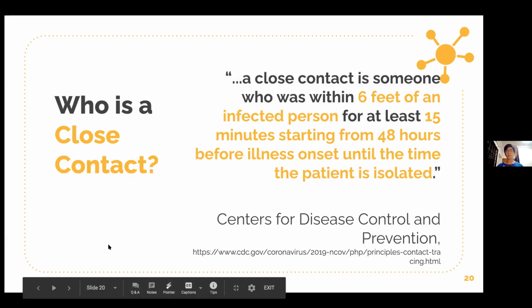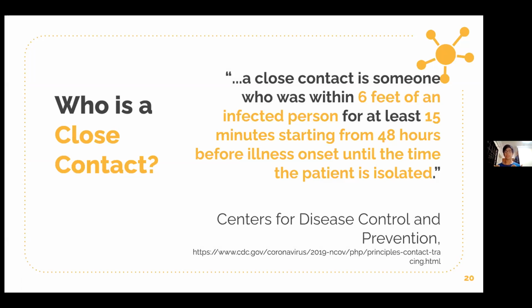So moving on, we take a look into who is a close contact. This is the definition provided by the CDC. It says that a close contact is someone who's within 6 feet of an infected person for at least 15 minutes, starting from 48 hours before illness onset until the time the person is isolated.